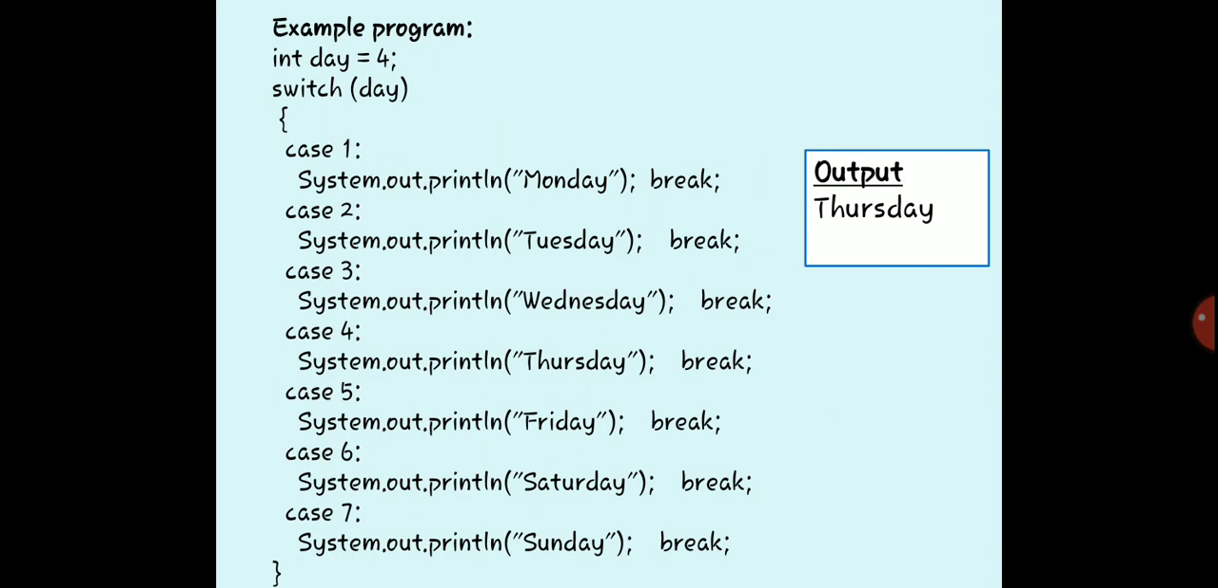See, switch day, we give int day equals 4. Day has an integer value 4. For case 1, if day is 1, we get Monday printed on the prompt. If it is 2, we get Tuesday. Like that, if the case is 7, we print Sunday. So the day has 4 here, so the output is Thursday. And that's all about the conditional statements. Thanks for watching.